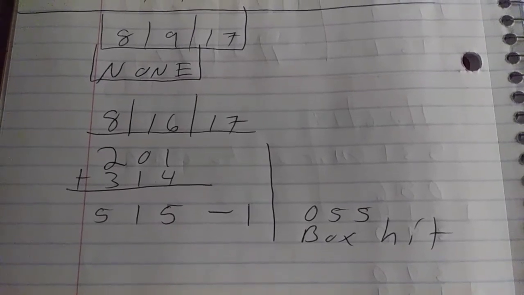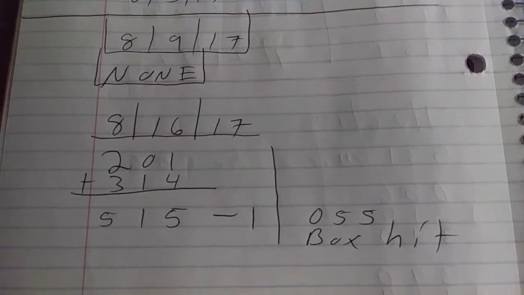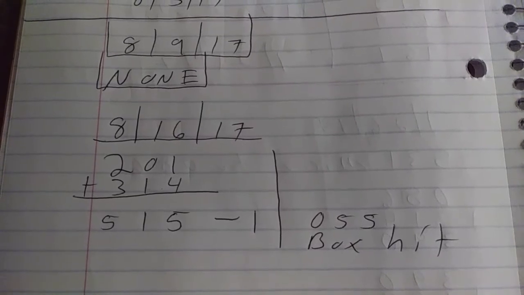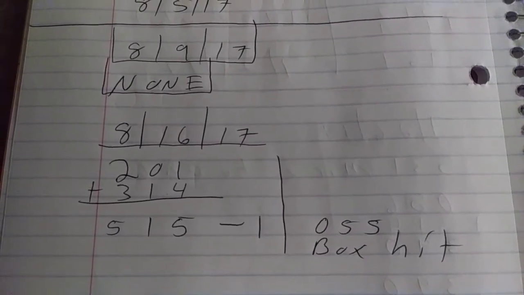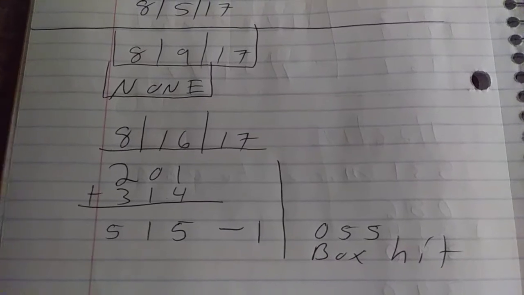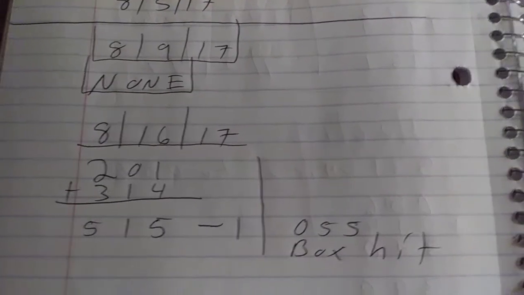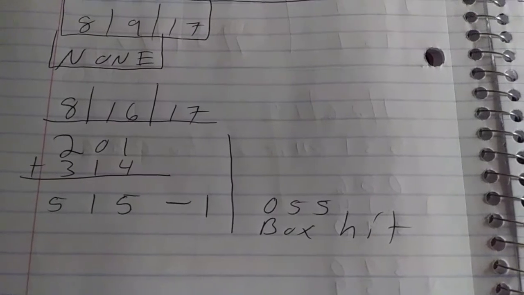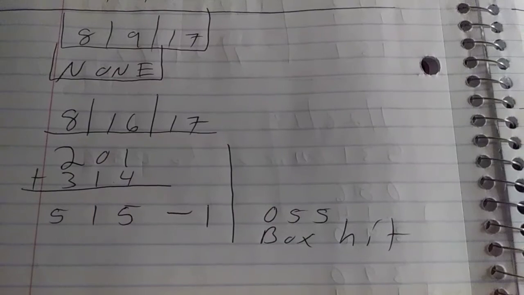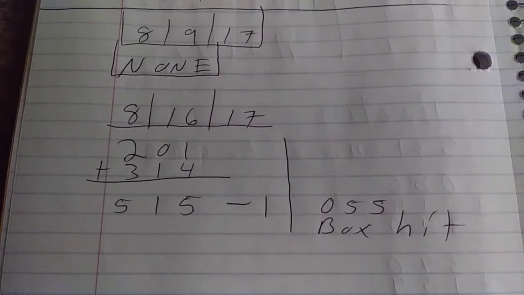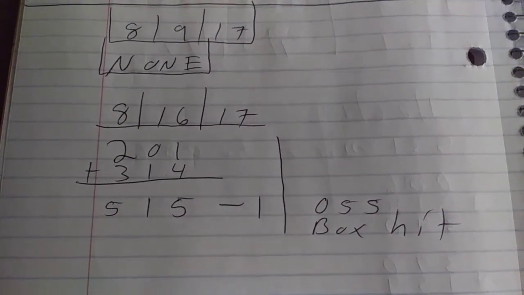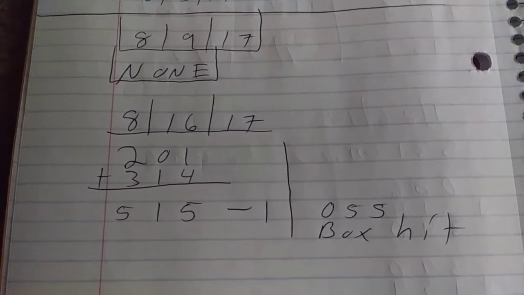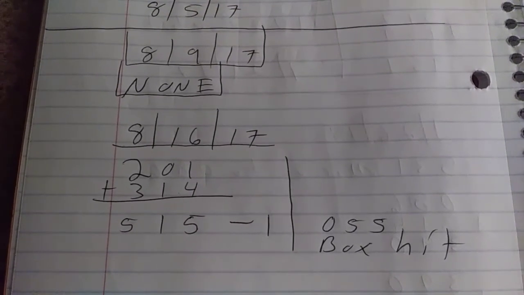So that's 201 plus 314, so that's 5, and then you got 1 plus 0, which is 1, and then 2 plus 3, which is 5. So 515, you take off 1, and then 055 was a box hit. I think it was like yesterday or the day before, I can't remember. And from that, the potentials, it may have already hit this week, but I wanted to give you a couple more just to show you based on what I just told you guys.